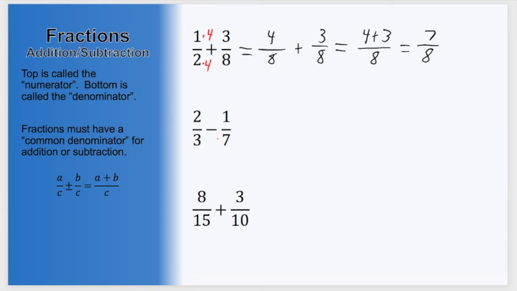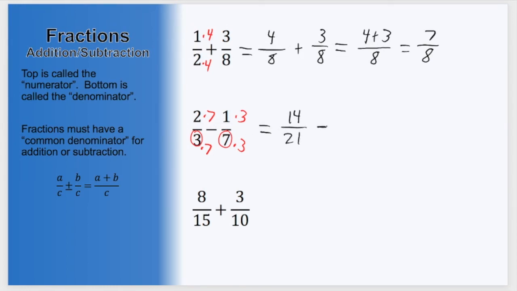A guaranteed way to get a common denominator between two fractions is to multiply each by the other's denominator. For example, we could take this 2/3 and multiply the top and bottom by the 7 of the denominator we're trying to subtract, and also multiply the 3 on the first denominator into the second fraction. Doing the multiplication on the first fraction, we get 2 times 7, which is 14 on top, 3 times 7, which is 21 on the bottom.